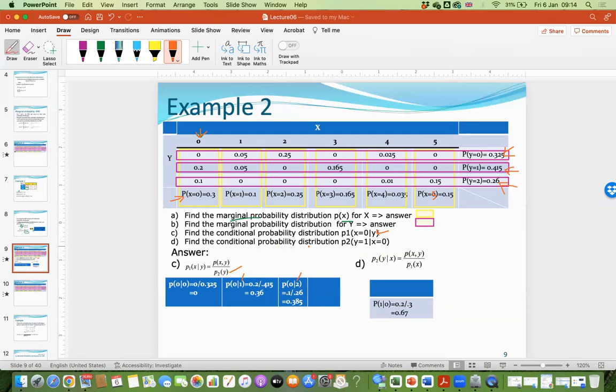Find the conditional probability distribution y equals to 1 given that x equals to 0. Same thing. So x equals to 0, y equals to 1 is 0.2. And because now this part is x first, and x is 0, therefore, I use 0.3 because my x equals to 0, the marginal is 0.3. Okay, pretty straightforward, yeah?